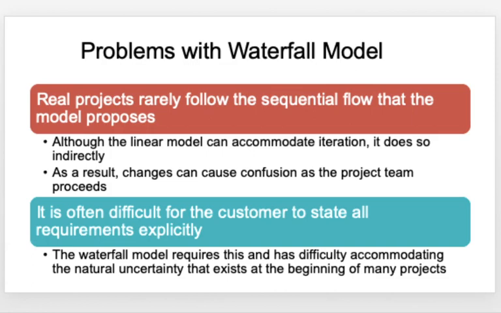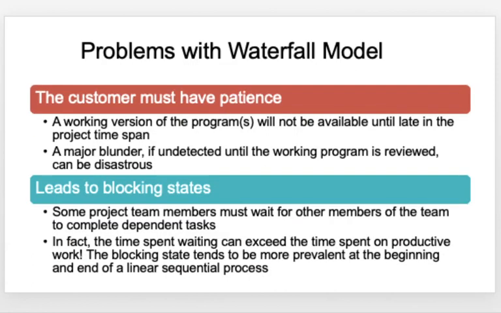When you look at problems with the waterfall model, real projects will rarely follow this kind of a sequential flow. Practically speaking, it will be difficult for the customer to state all requirements explicitly right away in the beginning itself. The customer will definitely need patience, because you will see a working version of the software only late in the project time span. And this waterfall model has a bigger problem, which leads to what is called a blocking state.